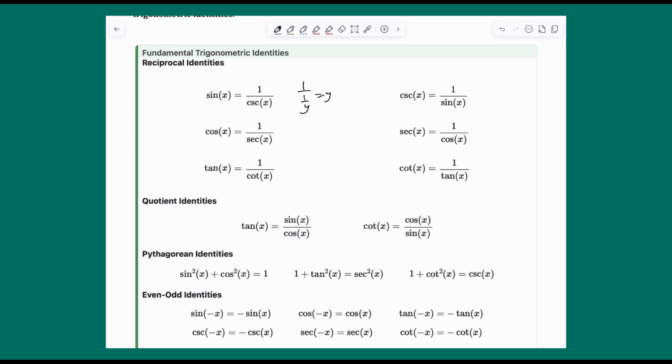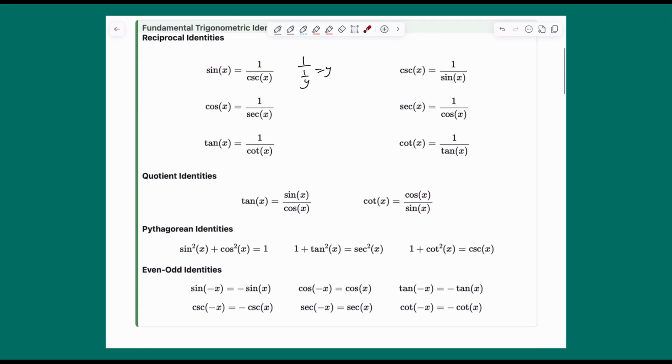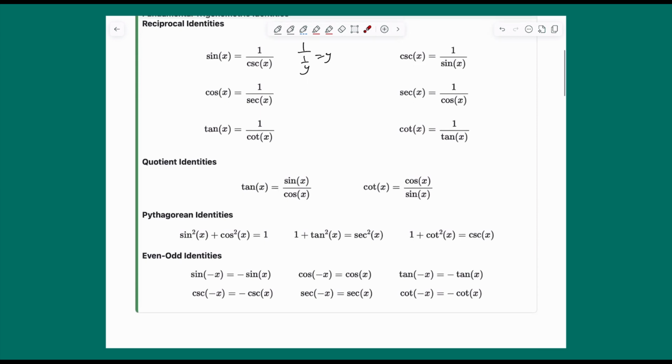And if you're on the unit circle, we know x squared plus y squared equals 1, and that's where you get the main Pythagorean identity. And then if you divide the left-hand side, sine squared plus cosine squared, by sine squared or cosine squared, you get the respective other identities by simplifying or rewriting, because you know how the reciprocal identities behave. Okay, and then even and odd identities.